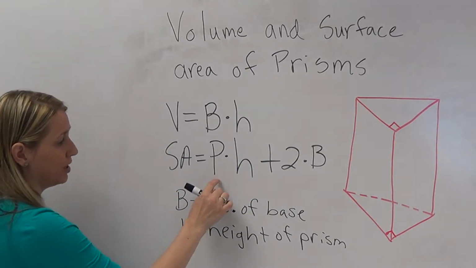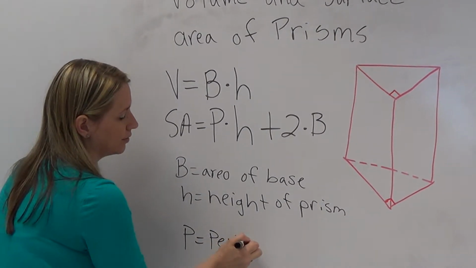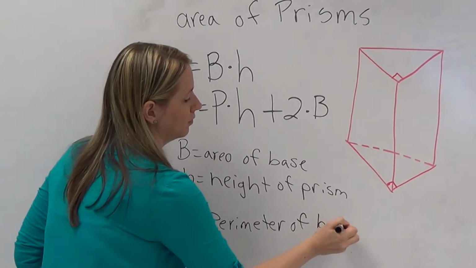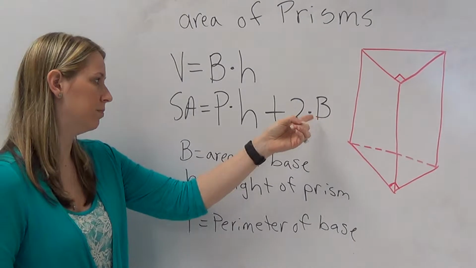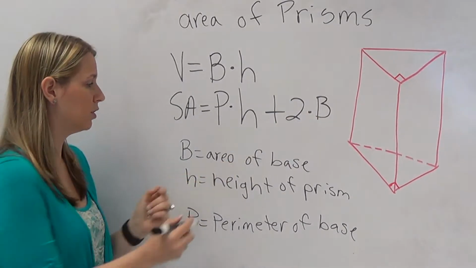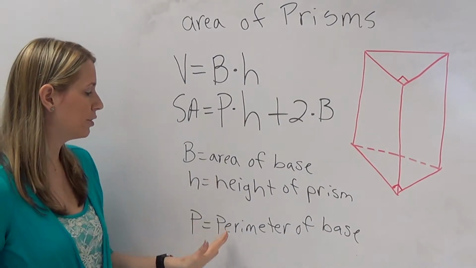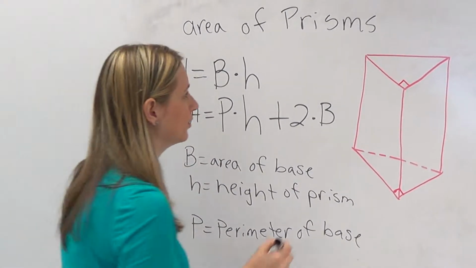So for surface area, the big P stands for perimeter of the base. And again, the H is for height of the prism, and the big B is still area of the base. Let me finish my A there. So these are the three things you need to know in order to find volume and surface area. So let me put some numbers on here.